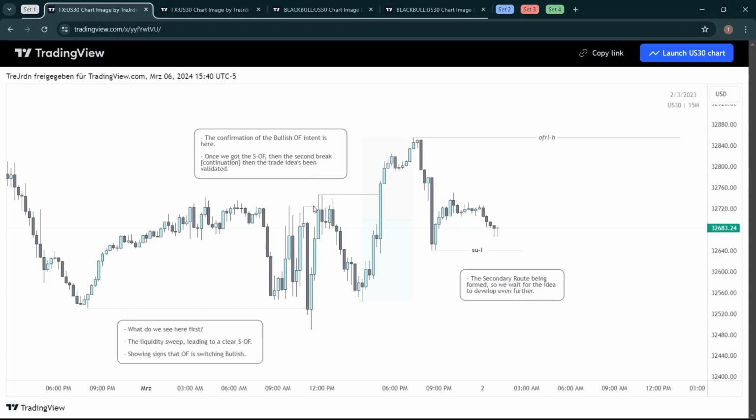So the first break will be the switch in order flow, and the second break will more or less fit into my understanding of the theory of continuation. So once we got the switch in order flow, then the second break, quote unquote continuation, the trade idea has been validated.